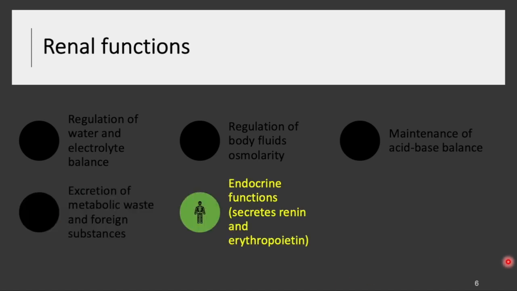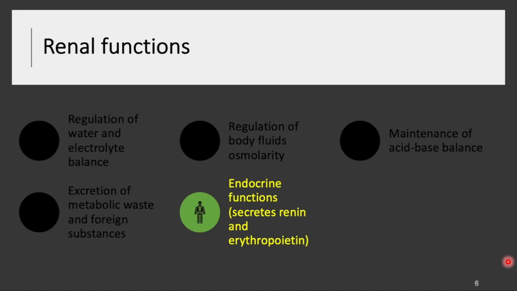Renal also has endocrine functions such as to secrete renin and erythropoietin. Renin is important for renin-angiotensin-aldosterone system that mediates the volume of ECF and arterial vasoconstriction, whereas erythropoietin is a hormone that promotes the formation of red blood cells in the bone marrow. So renal has these endocrine functions.